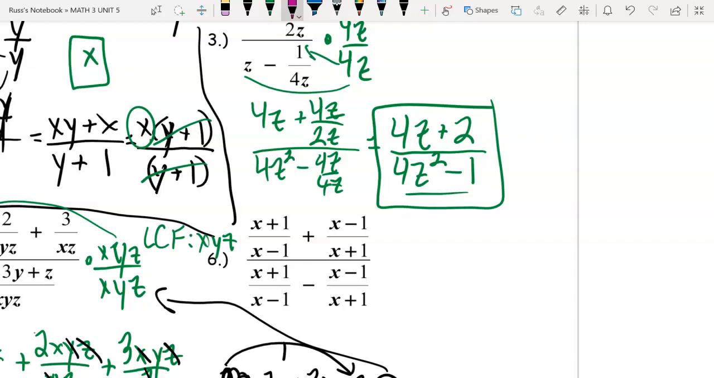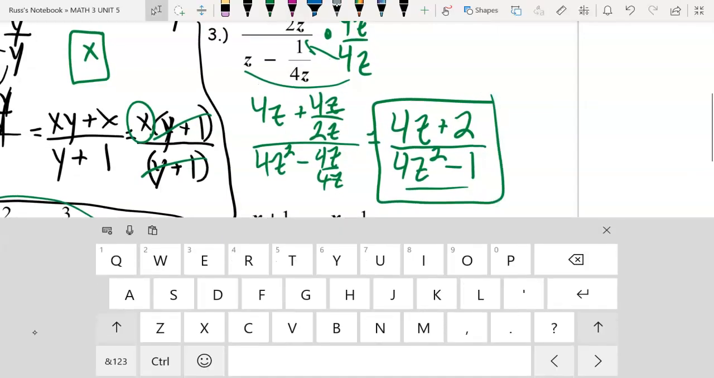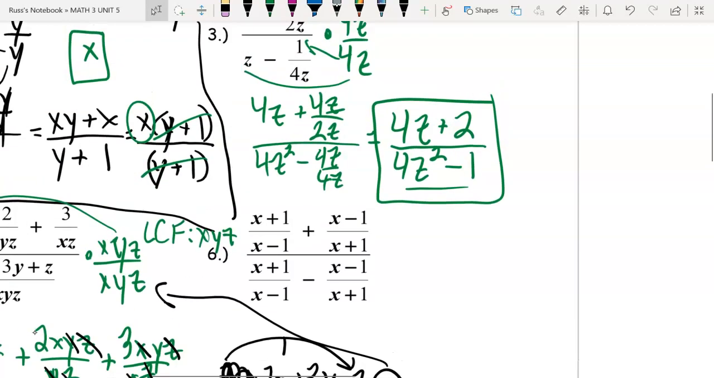Number 6, I'm going to hold off on. If you're in honors, I am going to do that one. Or if you're not and you'd like me to show you, I'll be glad to show you. But I'm going to hold off and stop the video now because I'm trying to keep it to a reasonable amount of time.